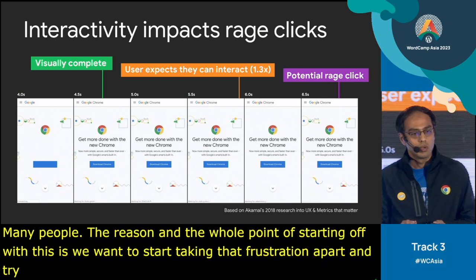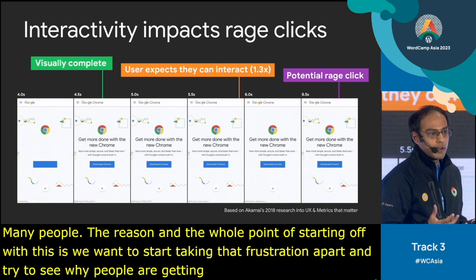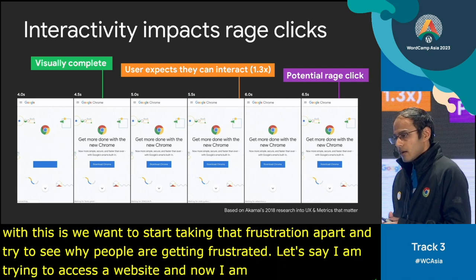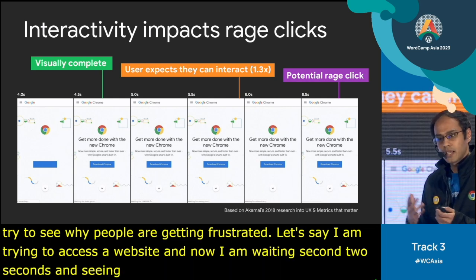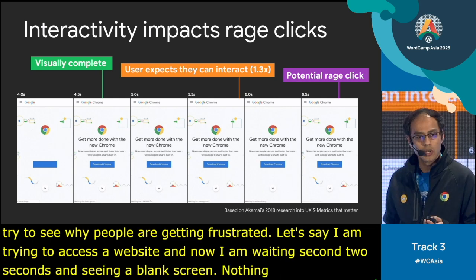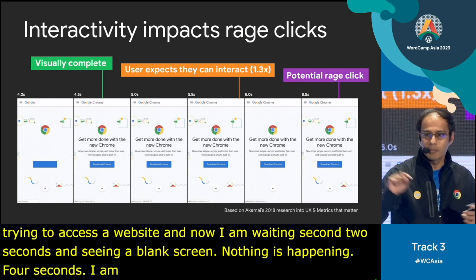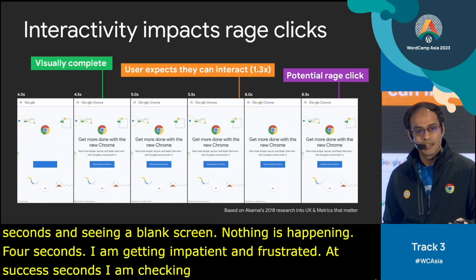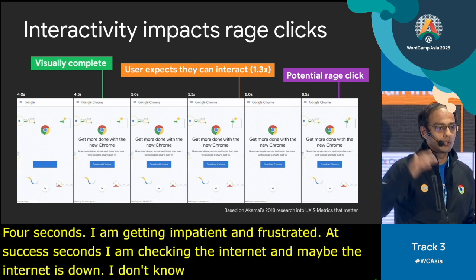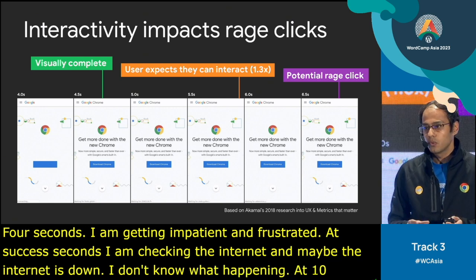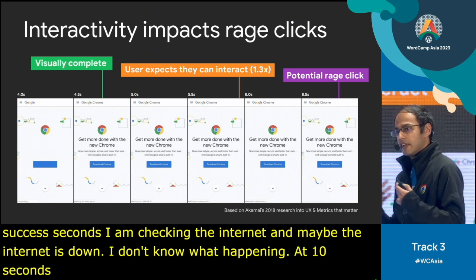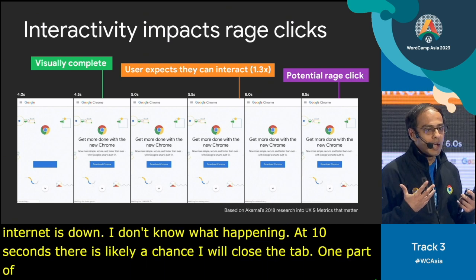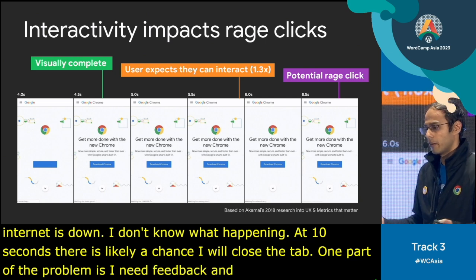So let's say I'm trying to access a website, and now I'm waiting 2 seconds. I'm seeing a blank screen. Nothing's happening. 4 seconds, I'm getting impatient. I'm getting frustrated. At 6 seconds, I'm checking my internet connection. Maybe my internet's down. I don't know what's happening. At 10 seconds, there's a likely chance that I will close the tab, right? So one part of that problem is that I need feedback. I need visual completion. And if I'm not getting that visual completion, I'm going to be frustrated. I'm going to move away.